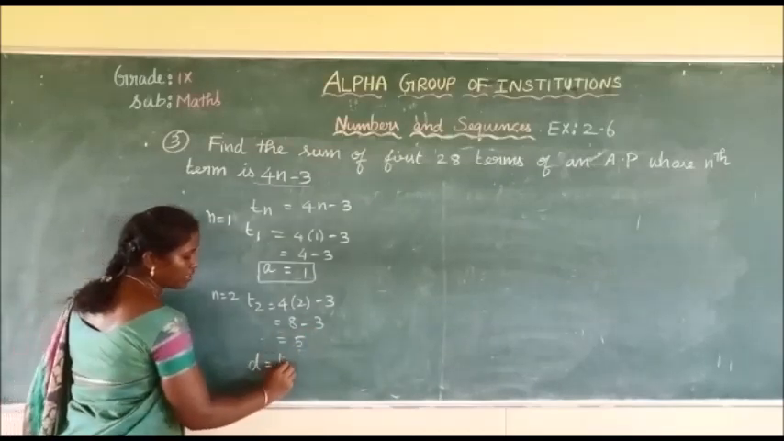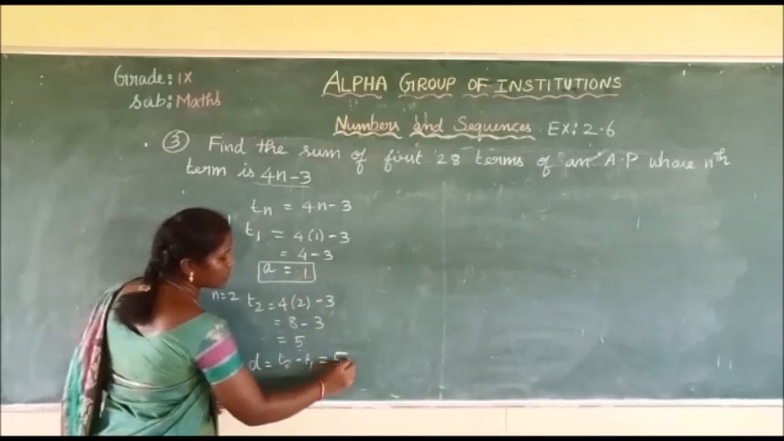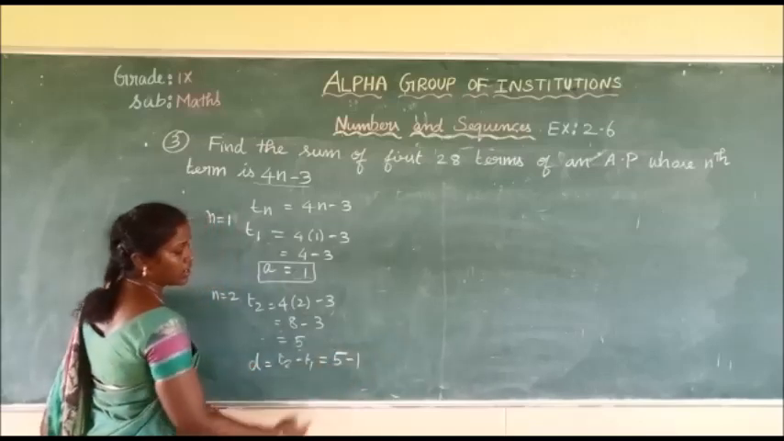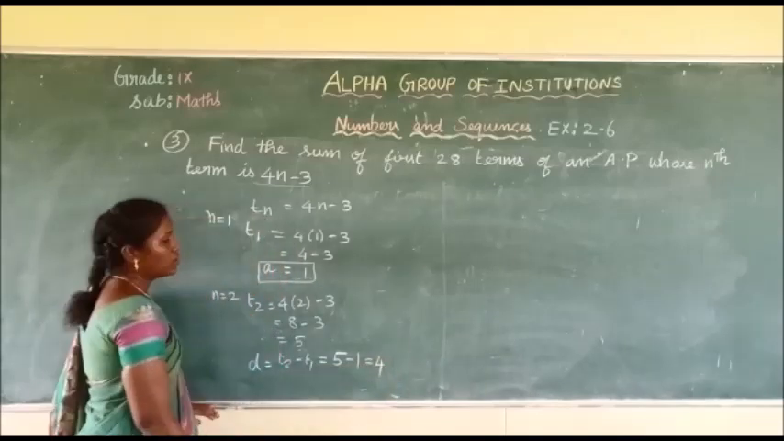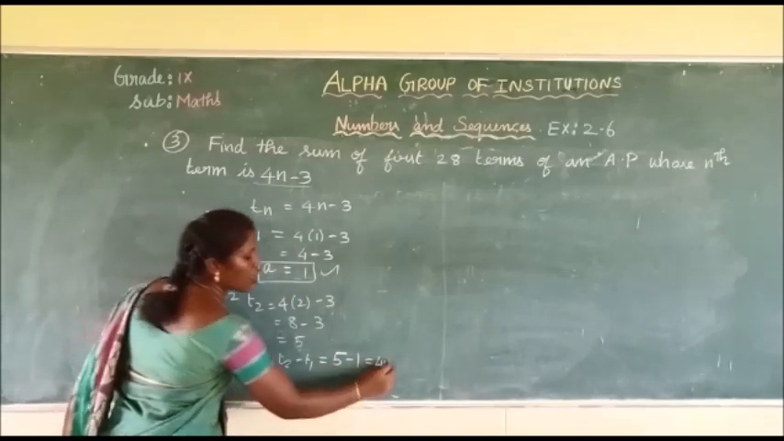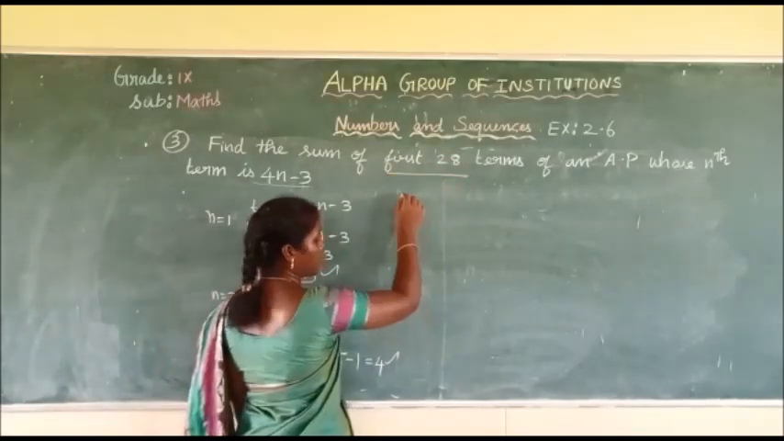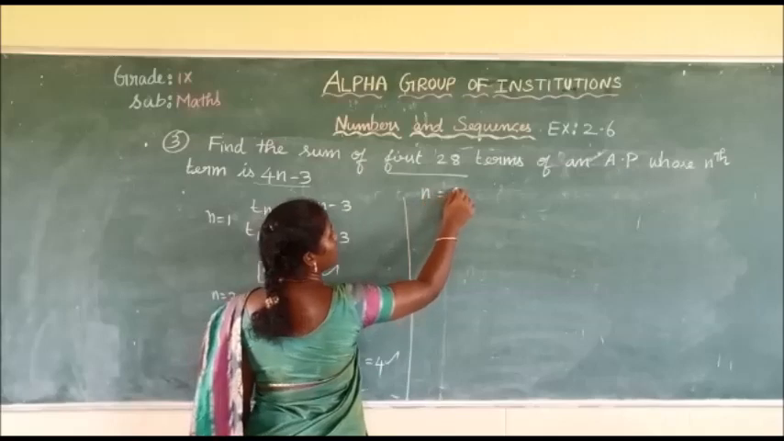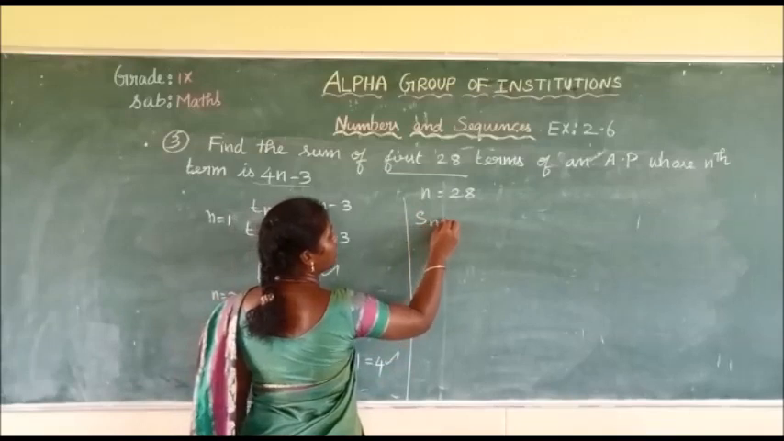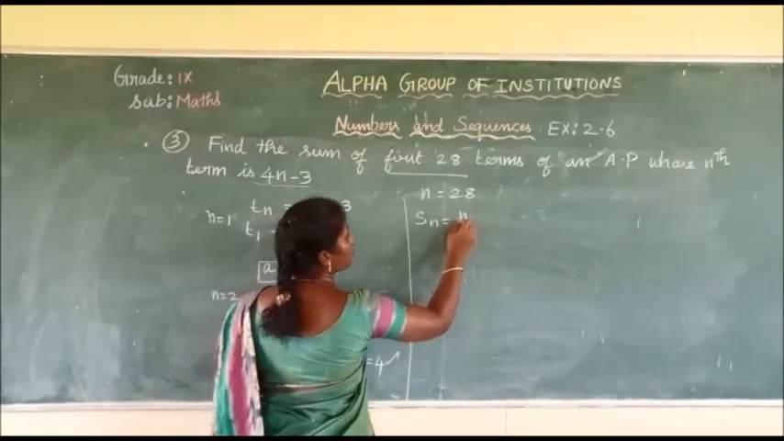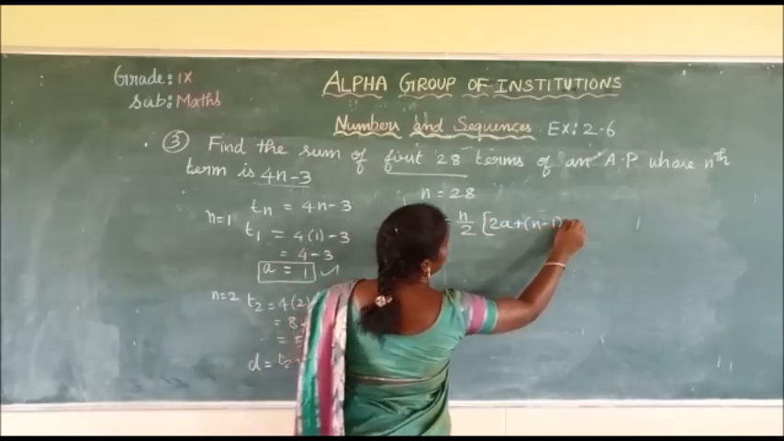We got it. But I want the common difference. What is the formula? T2 minus T1. T2 here is 5 and T1 is 1. So T2 minus T1, the answer is 4. So now we got the first term a as 1 and the common difference as 4. Now we have to find the sum of the first 28 terms, which means we take n is equal to 28. We have to find the summation, so we use the Sn formula. Sn is equal to, what is the formula? n by 2 into 2a plus n minus 1 into d.